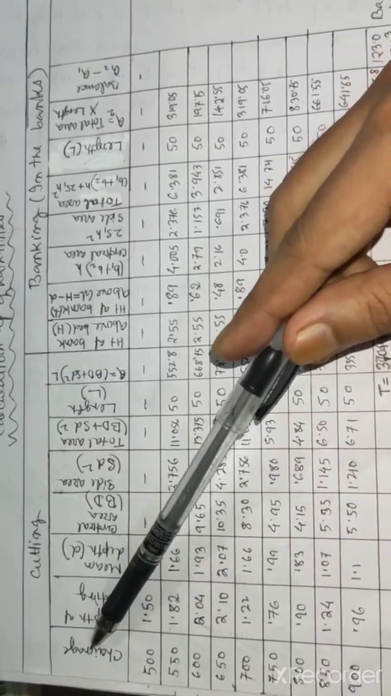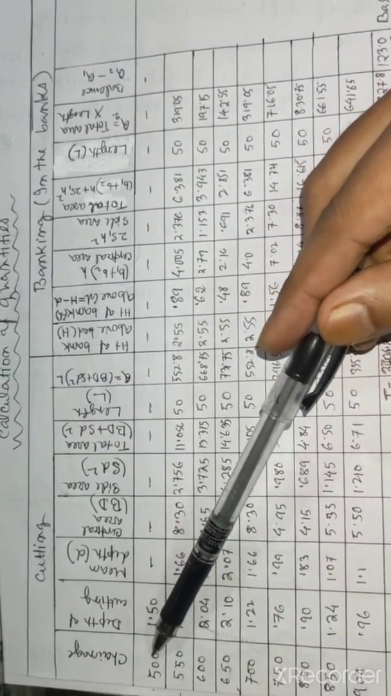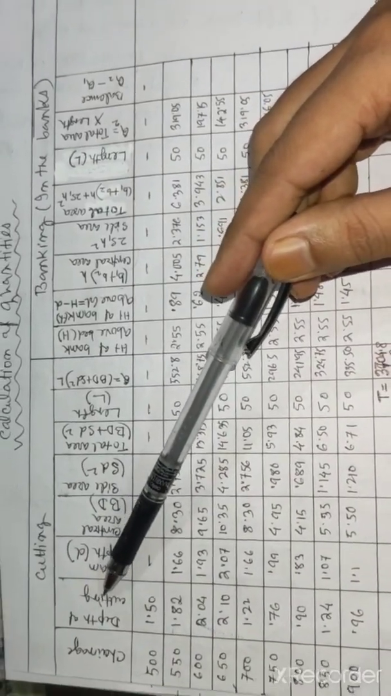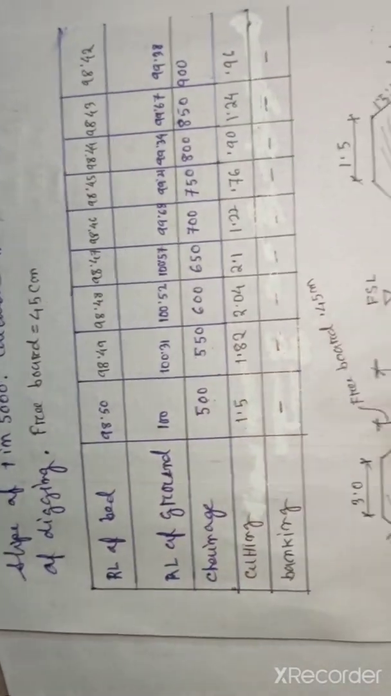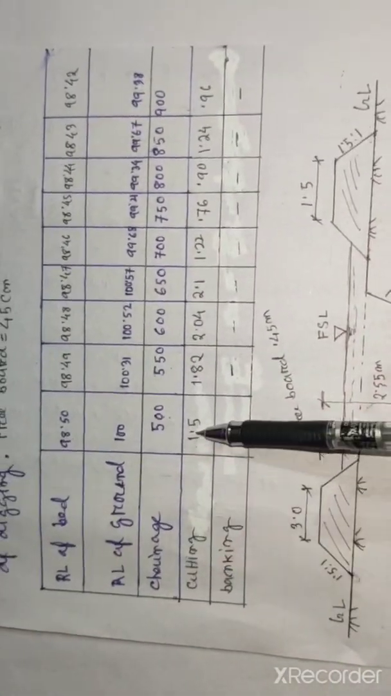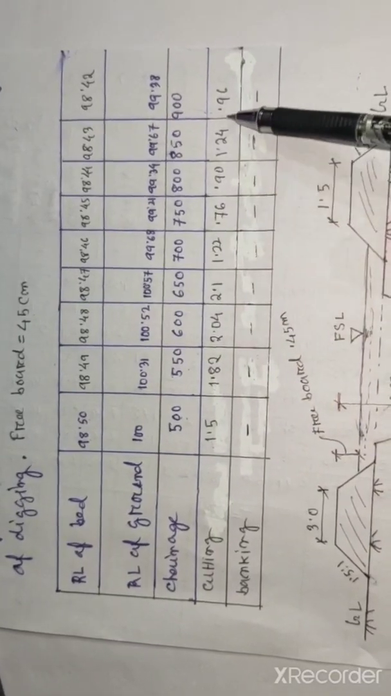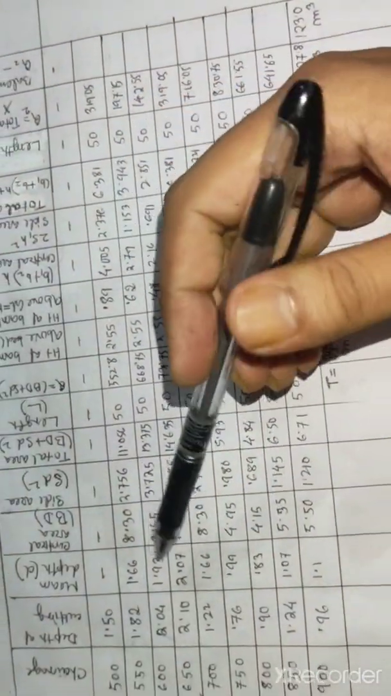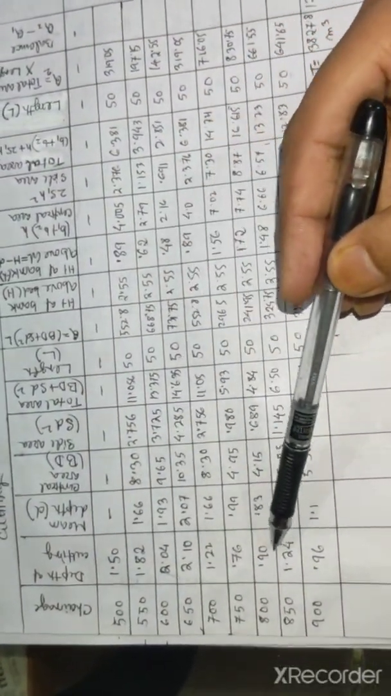So first of all, the first column contains the chainage 500, 550, 600 respectively. Then depth of cutting I have already calculated. Here you can see the depth of cutting has been calculated for each and every station. So we have entered the depth of cutting for each and every station.